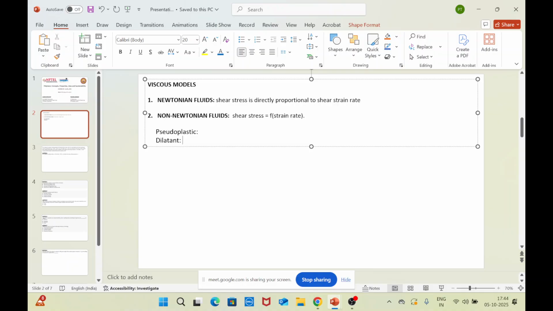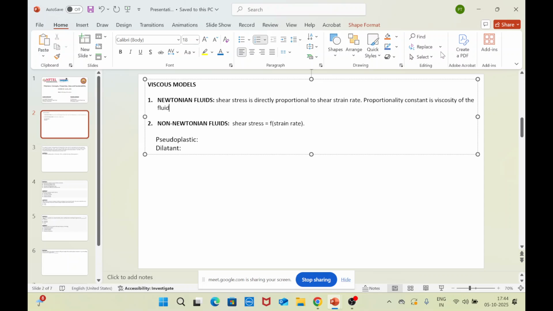So with the directly proportional relationship, the proportionality constant is going to be the viscosity of the fluid that you are taking under consideration. The constant is the viscosity of the fluid. So, pseudoplastic and dilatant.